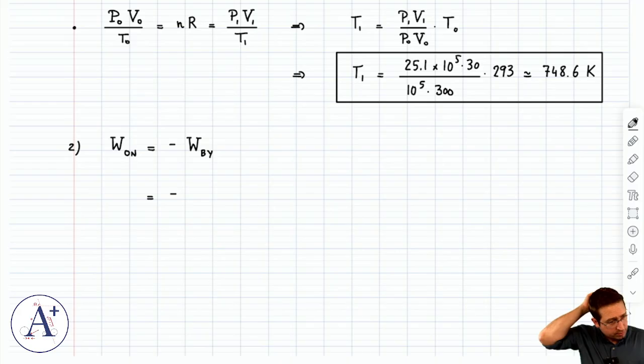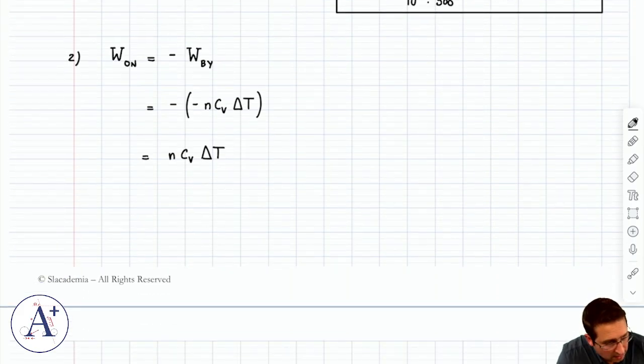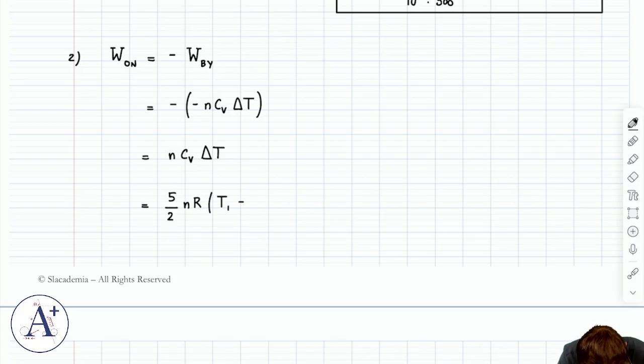Now, what do I have? I have an adiabatic transformation. So we said that the work done by the gas, in the case of an adiabatic transformation, is minus N CV delta T. And I know what CV is because it's a diatomic gas, so it's 5/2 of nR, and then delta T is, of course, T1 minus T0.